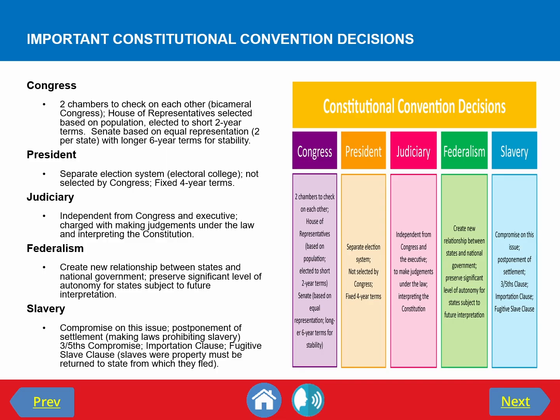Federalism would create a new relationship between states and the national government. It would preserve a significant level of autonomy for states but would be subject to future interpretation over time. Lastly, the big elephant in the room was slavery. Compromises on this issue included the postponement of laws prohibiting the slave trade for at least 20 years, the infamous 3/5 Compromise, counting a slave as 3/5 of a free citizen for the purposes of taxation and representation, a prohibition against taxing exports, known as the Importation Clause, which benefited industrial northern states, and the Fugitive Slave Clause, which stated that slaves were property and must be returned to the state from which they fled.